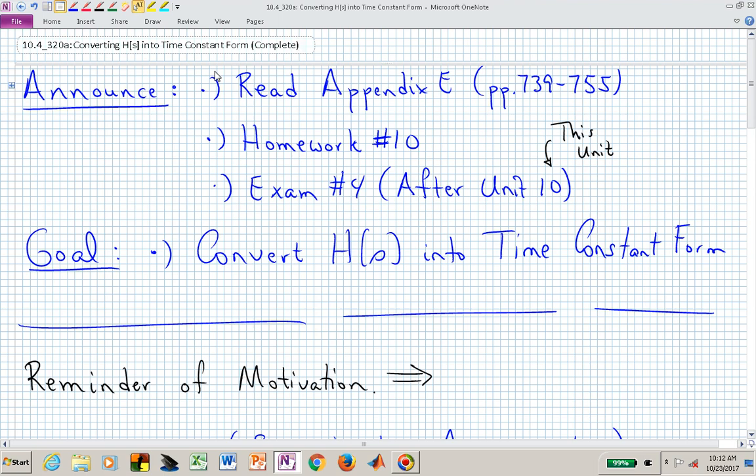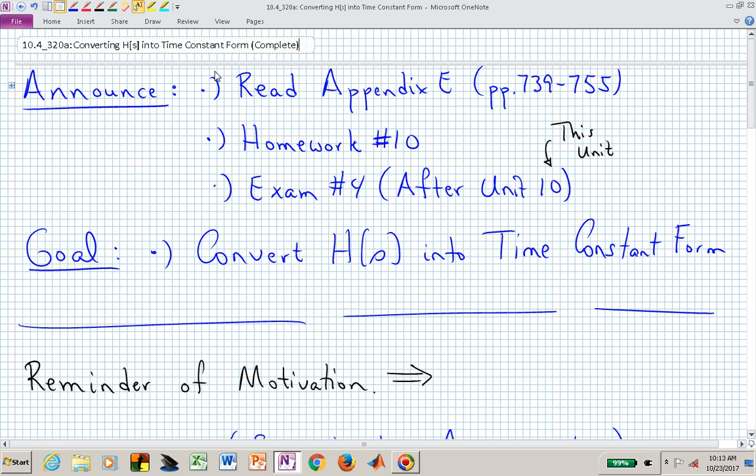Welcome back to ECE 320A. We're in Unit 10, Bode plots, which is covered in the textbook in Appendix E. Homework 10 is due at the end of this unit, and exam number 4 will be coming after we complete Unit 10.